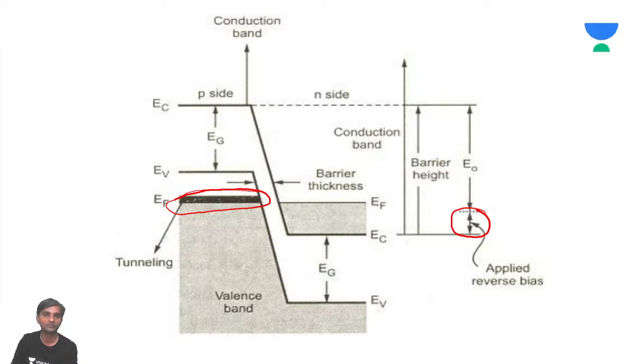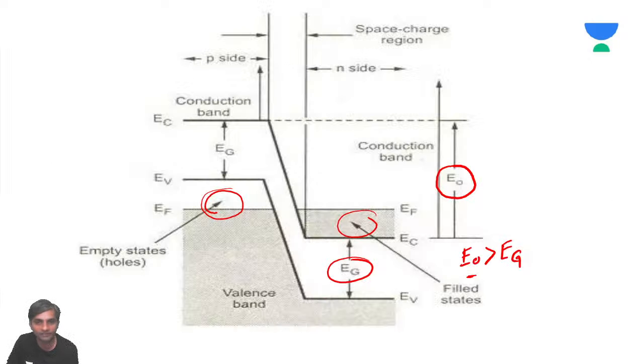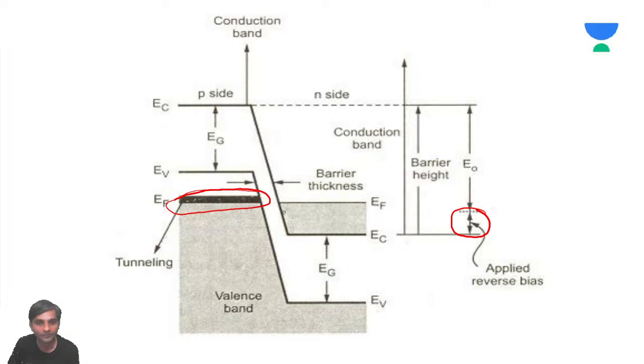So we now observe that there are some energy states in the valency band of the P side which lie at the same level as allowed empty states in the conduction band of the N side. If you go back and see what is the difference, is there any allowable state here? No, there are no allowable states here. So both of them are at the same energy level. Earlier it was here, but now the valency band is increased. Now what's happening, sir? Here free states are existing.